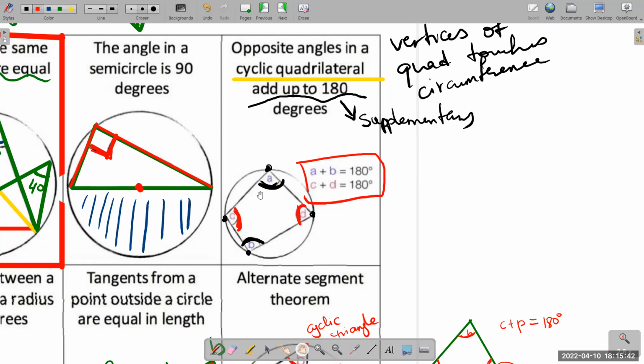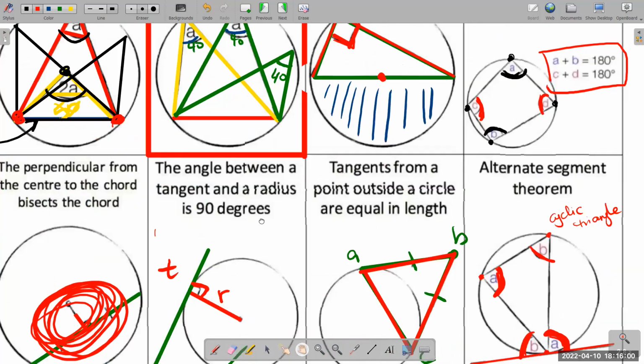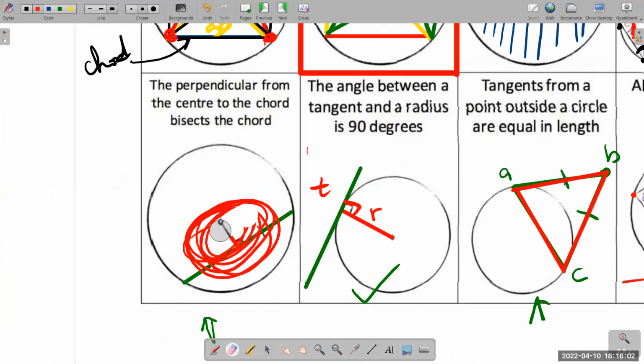But the most important thing says opposite angles, which means the angles that face each other are supplementary. We got to remember what supplementary means. It means that the angles add up to 180. So A and B add up to 180, C and D add up to 180. This theorem doesn't really come often, but it's pretty easy.